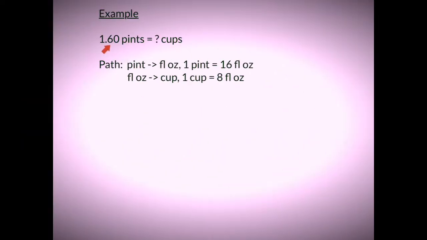Let's do an example. 1.60 pints is how many cups? We construct a path. We know that one path will take us to fluid ounces using the conversion equation 1 pint is 16 fluid ounces. Once we get to fluid ounces, we know that we can get to cups by using the conversion equation 1 cup is 8 fluid ounces.